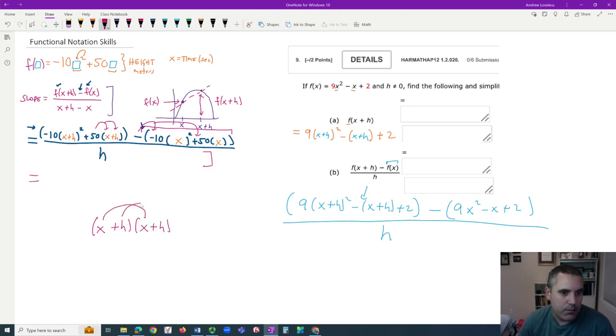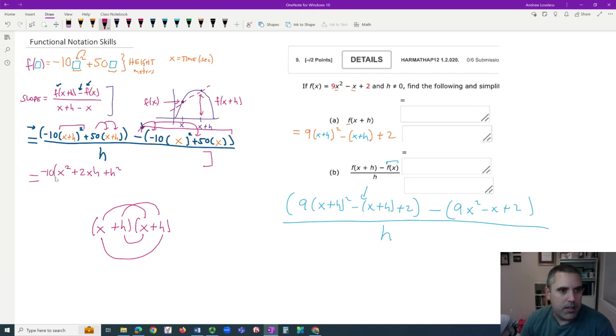Most students learn this as FOIL. I always call it monkey face. You got the nose, the mouth. But you're going to have an x squared. You're going to have 2 xh's. That's the nose and mouth. And then you're going to have an h squared. And that's just this piece.